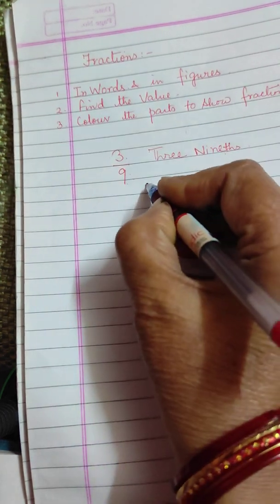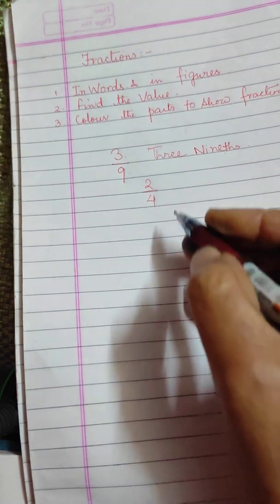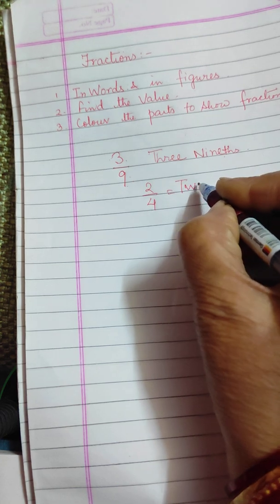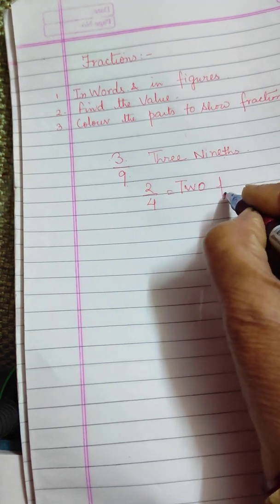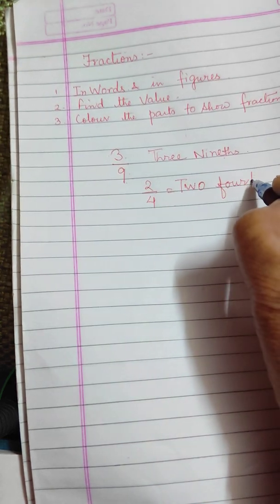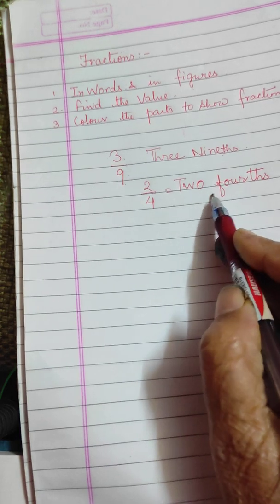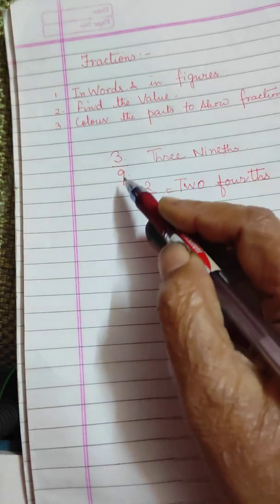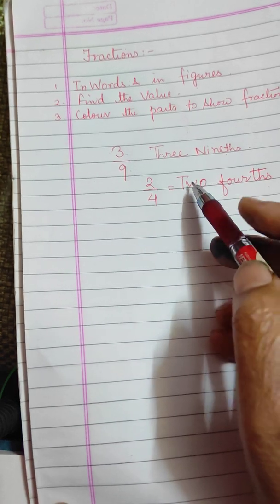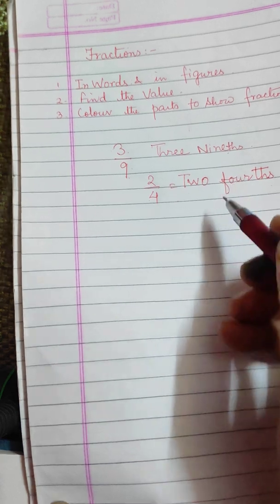One more example, 2 by 4. First, you will write 2, then 4. Not 4, you will add "ths" in the denominator. So we will read it as 2 fourths. This is a way to write fractional numbers in words, right?